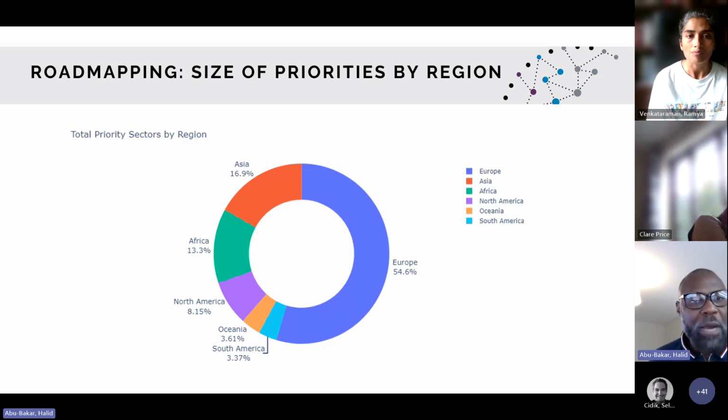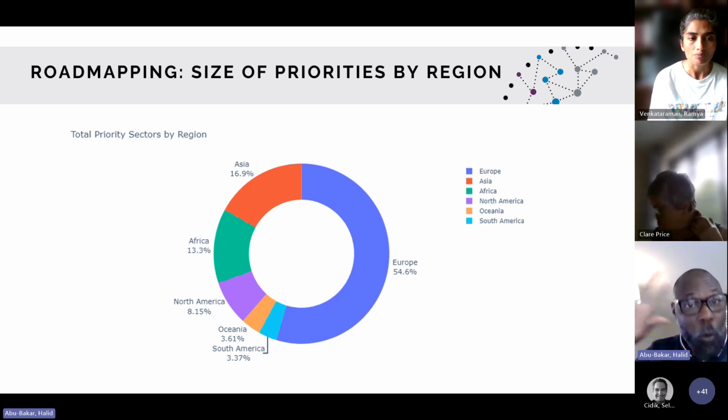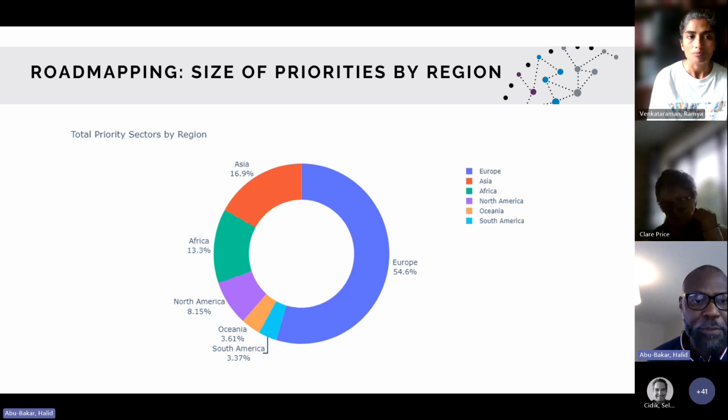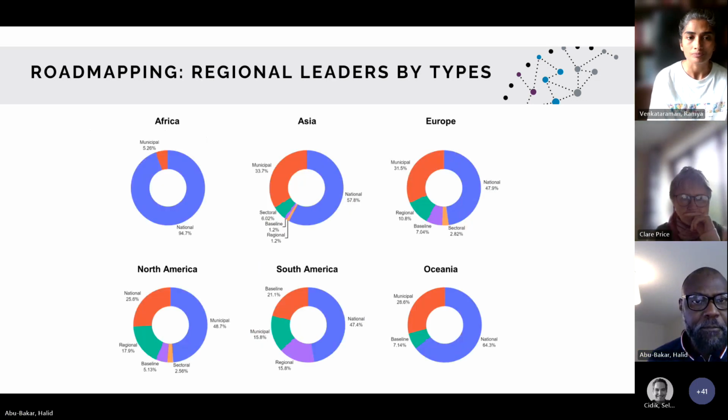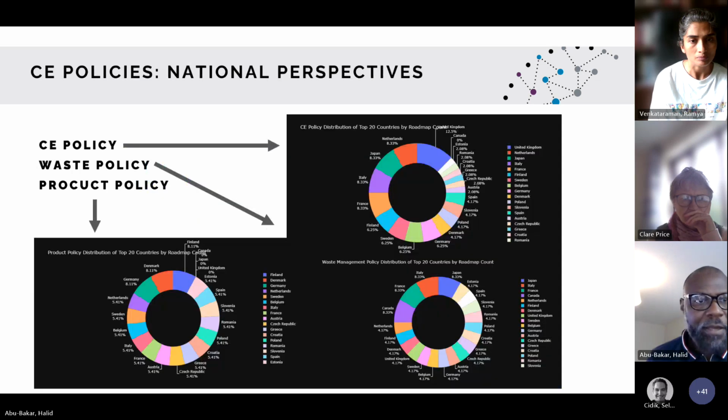Looking at roadmaps by priority sizes, again, Europe leads the rest of the world. So this is not just construction, this is all the different priority areas put together. Regional leaders by priority types. And then these are the different policies.